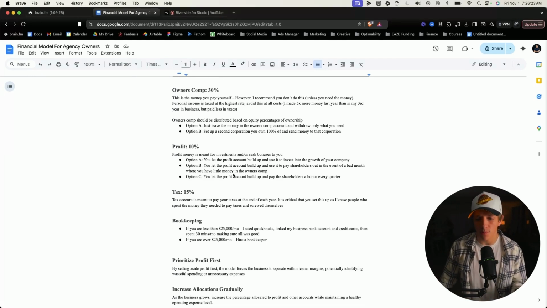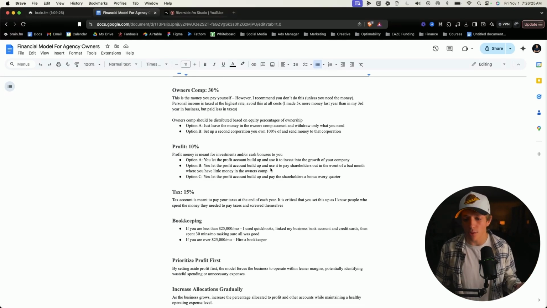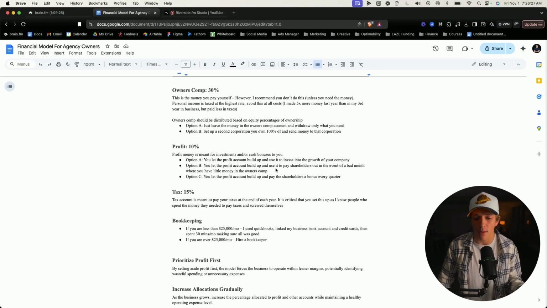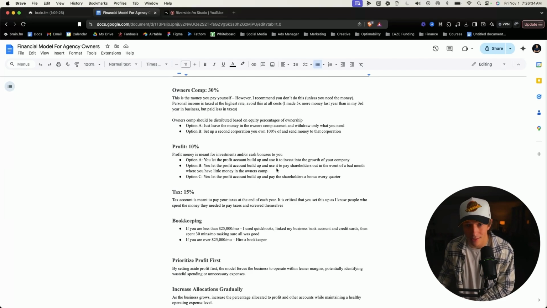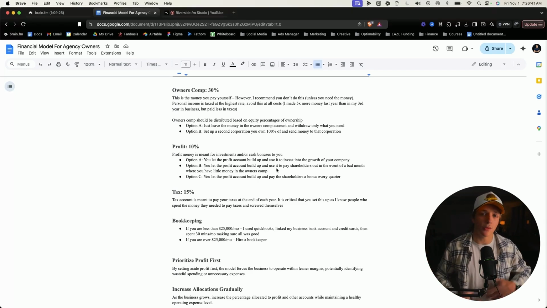Option B is you let the profit account build up and then you use it to pay shareholders out in the event of a bad month where you have little money in the owner's comp, right? Let's say you crush it in July, but then you bomb in August, right? Well, instead of coming to the end of August and being like, I have no money in the owner's comp account, I can't pay myself, you can use what you have in the profit account to pay yourself and fund your expenses and all that kind of stuff.